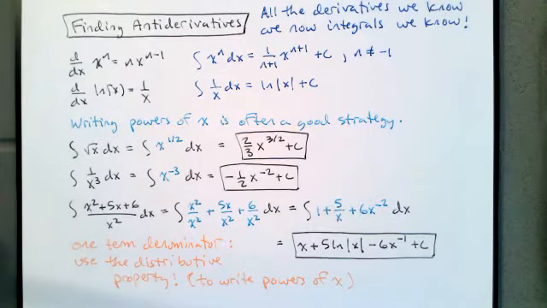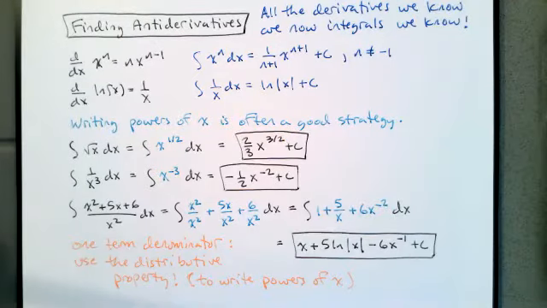And how did the 1 above turn into an x? Isn't 1 just 0? 1 is 1x to the 0, so we add 1 to the exponent and divide by the new exponent. The derivative of 1 is 0, but the antiderivative of 1 is x.